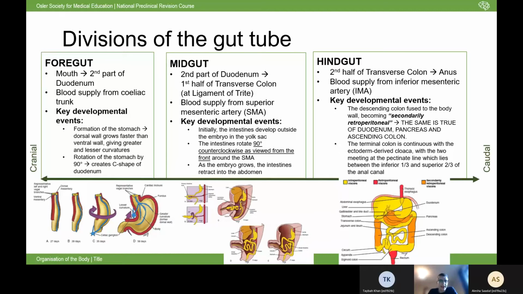So what we get is this structure. The guts have herniated out into the yolk sac. They're attached by the superior mesenteric artery, that key structure that defines the midgut in the center. And then as the abdomen gets bigger and can accommodate those organs, the small bowel is retracted into the abdominal wall by the SMA. They rotate 90 degrees counterclockwise, as if you're looking at it from the front.